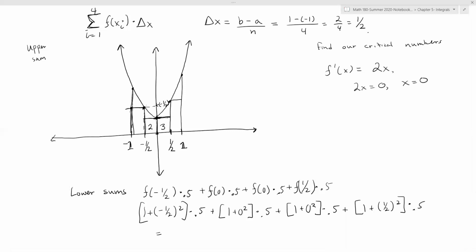Misha asked, why do we include f of 0 twice in our calculation? No, we have 4 intervals. We have 1, 2, 3, 4, okay? No, they just share an end line. So there's nothing shared other than the end line. And this end line happens to be the lowest value for both of the subintervals. So we're going to use f of 0 twice.